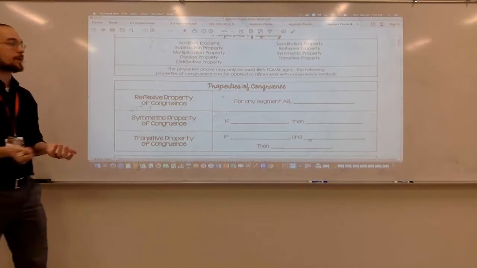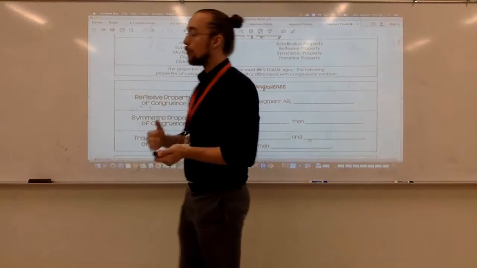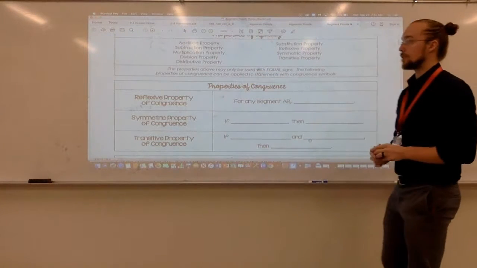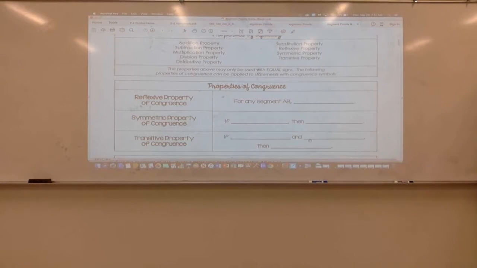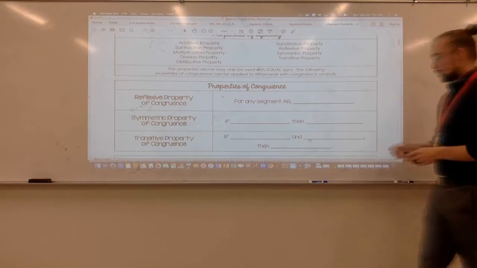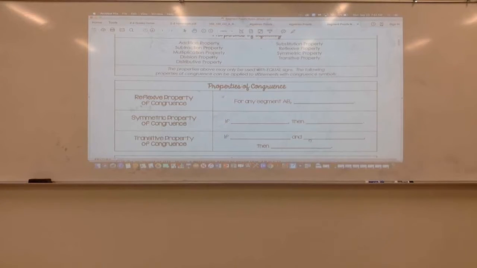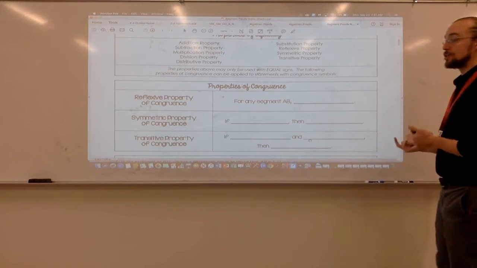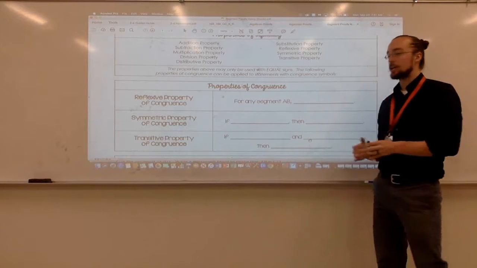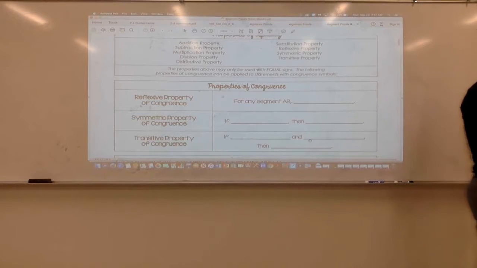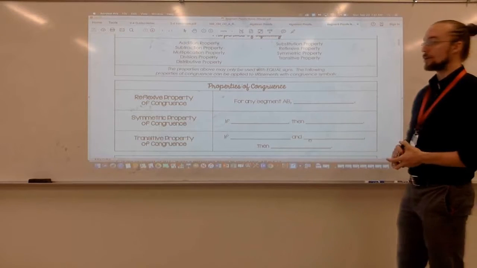Wednesday, we talked about algebraic proofs, and we went through a bunch of properties like the addition property, subtraction property, multiplication property. We're still going to use a lot of those properties as we start getting into geometric proofs. Okay? We're still going to be looking at equations. We're just going to be talking about segments and angles and triangles now. But we're still going to be able to add things to both sides of an equation.